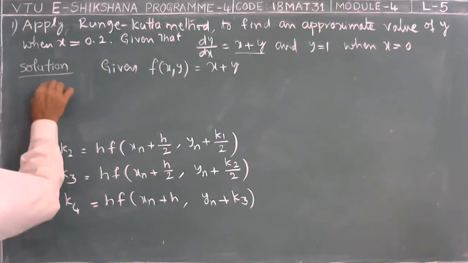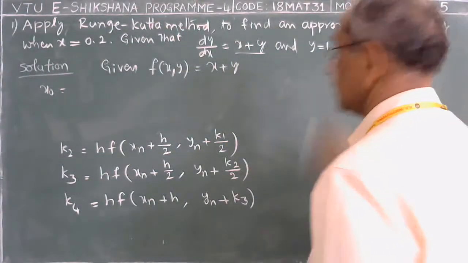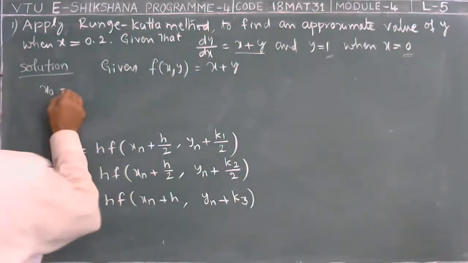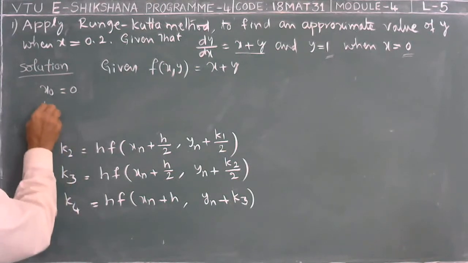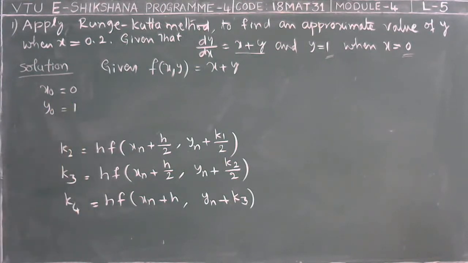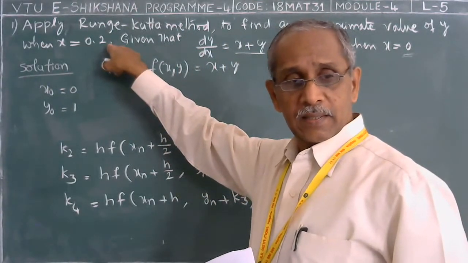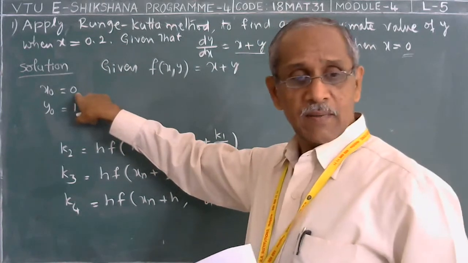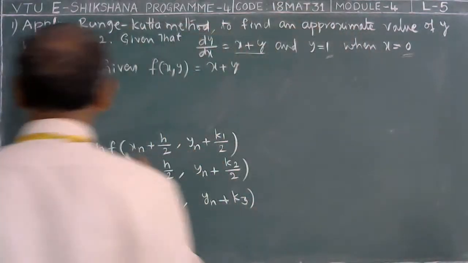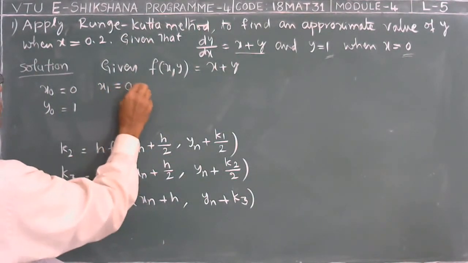And x naught is the initial condition. y is 1 when x is equal to 0. So x naught is given to be 0, corresponding y naught is given to be 1. Next value of x, what you see in the problem? The immediate value greater than 0 is the value of x. There is only one value of x. So I can take this as x1 is equal to 0.2.